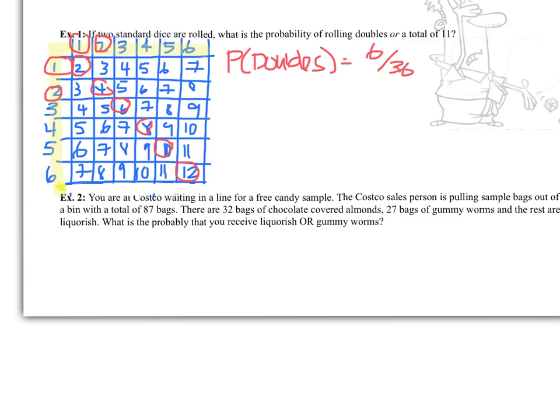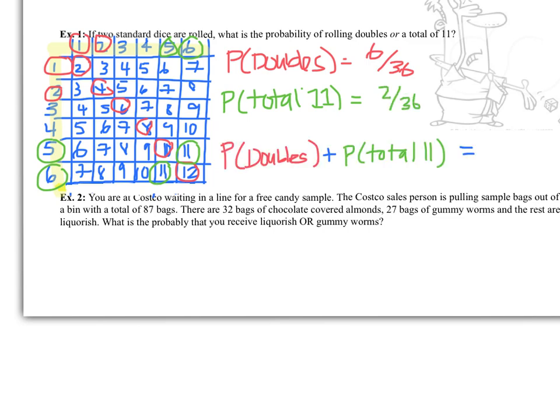Similarly, we can search through the sample space and find all the sums that are 11. There's one, and there's another one. In both cases, we are summing 6 on one die and 5 on the other. So that makes the probability that our total is 11, 2 over 36.